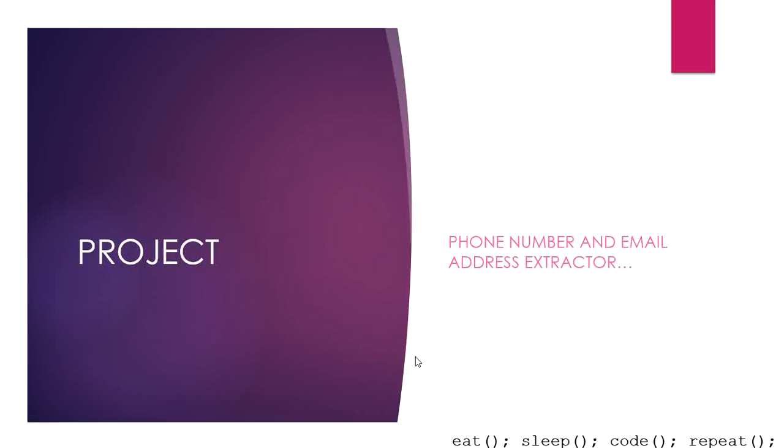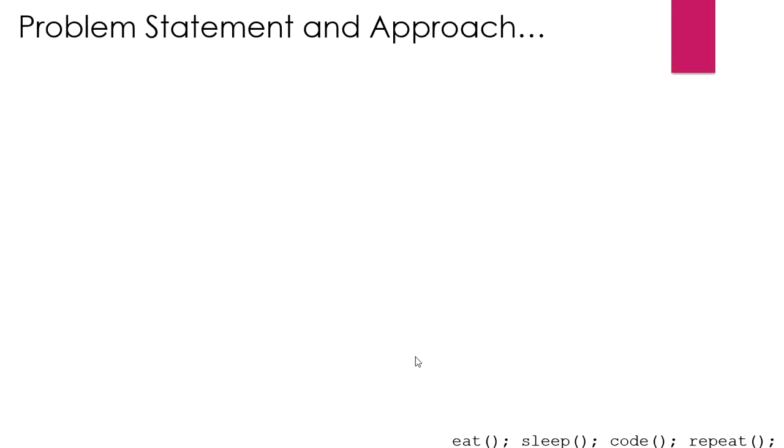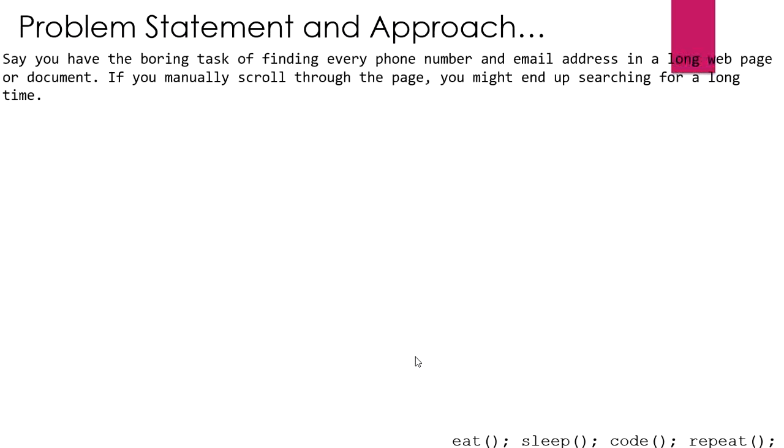We're going to copy something that will be saved in our clipboard, and from that clipboard the Python program is going to take all the text and extract all the phone numbers and all the email addresses in that particular text. Okay, so let's see what exactly the problem statement is and how we're going to approach it. I'm just going to read it, please understand it very carefully. Say you have the boring task of finding every phone number and email address in a long web page or document.